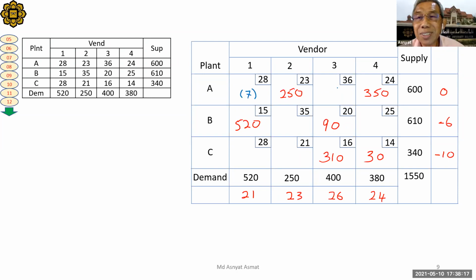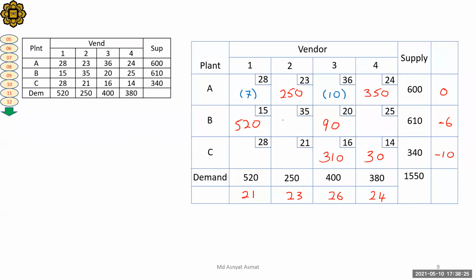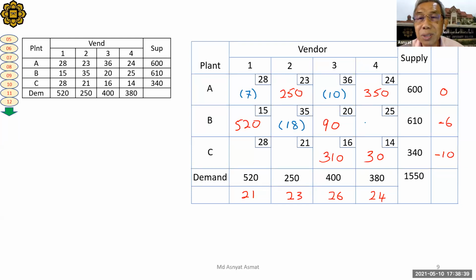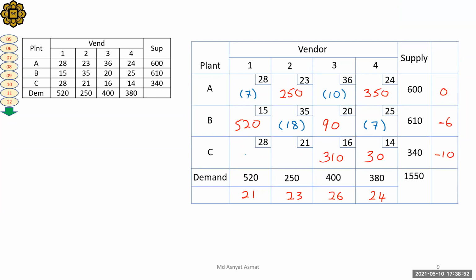36 minus 0 minus 26, that is 10. 35 minus -6, 41 minus 23, that is 18. Then 25 minus -6 minus 24, that is 7. Okay. 28 minus -10 minus 21, that is 17.